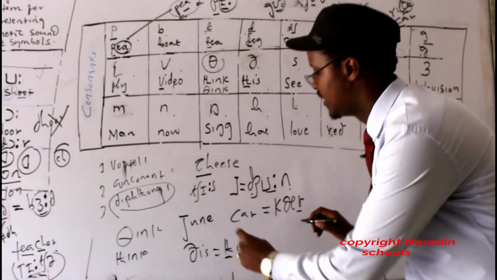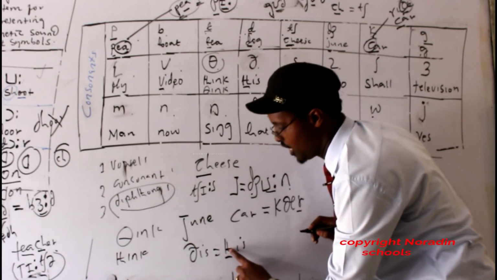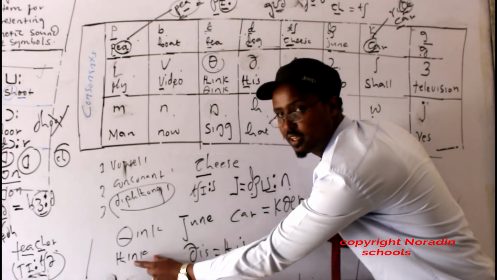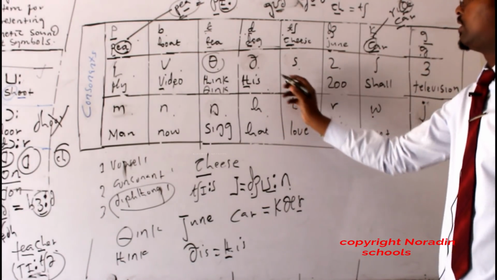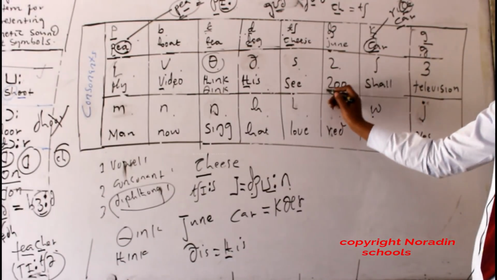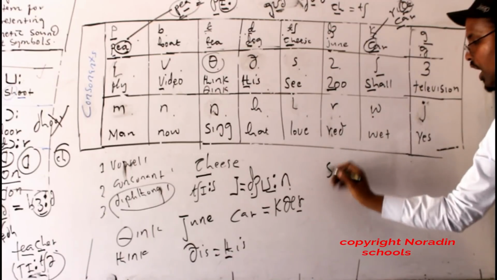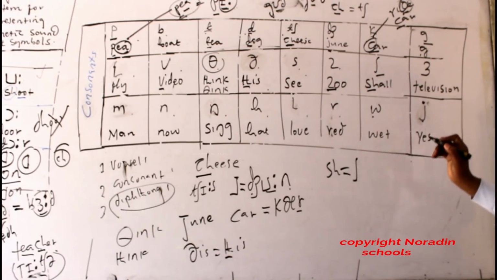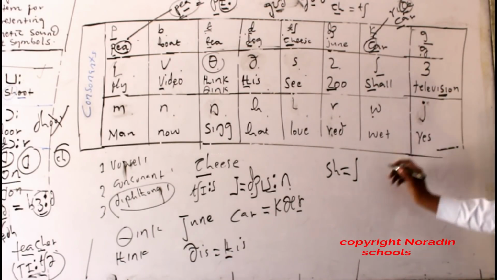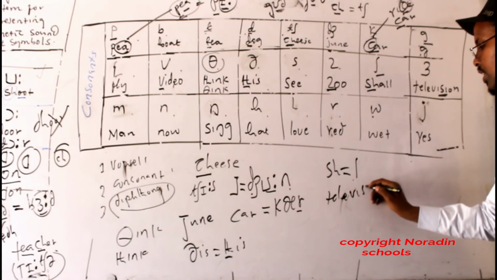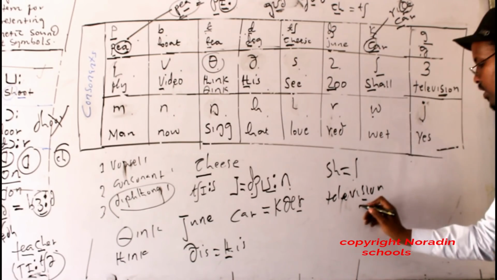There are two sounds of TH. One makes a sound like that, and the other makes a sound like think. Okay, let me complete. S, C never changes. Z never changes. S, no, SH becomes like sh. And in television, that sound also becomes this one, television. That sound becomes this one.